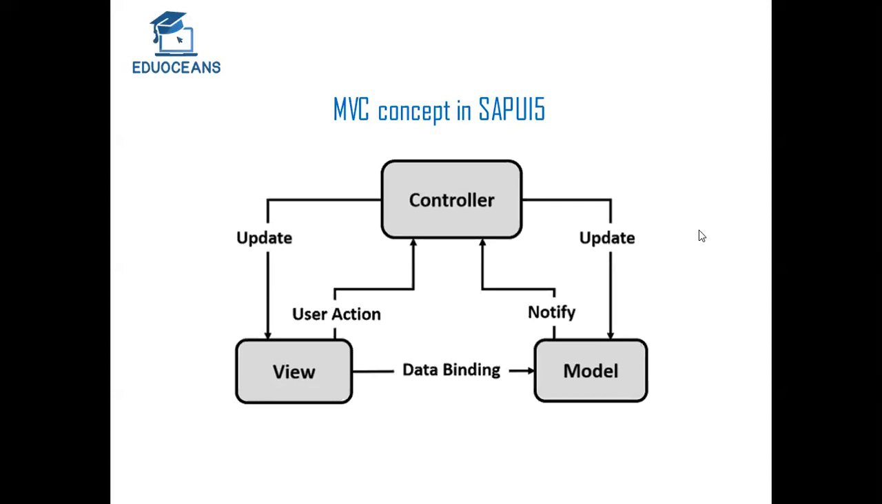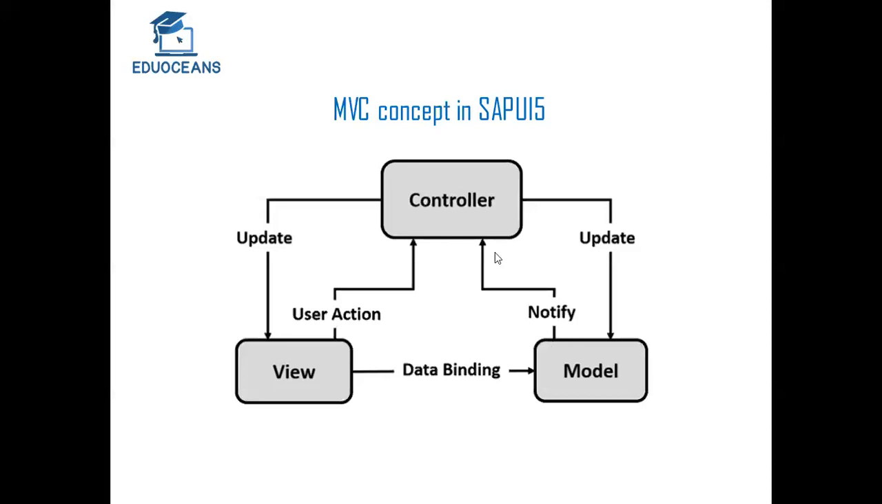Normally, the controller captures all the view's actions, and after that it updates the view, and it is also responsible for updating the model. Suppose I want to update some data in a model, the controller is responsible for updating the data inside the model. So this is the general MVC concept in SAP UI5.